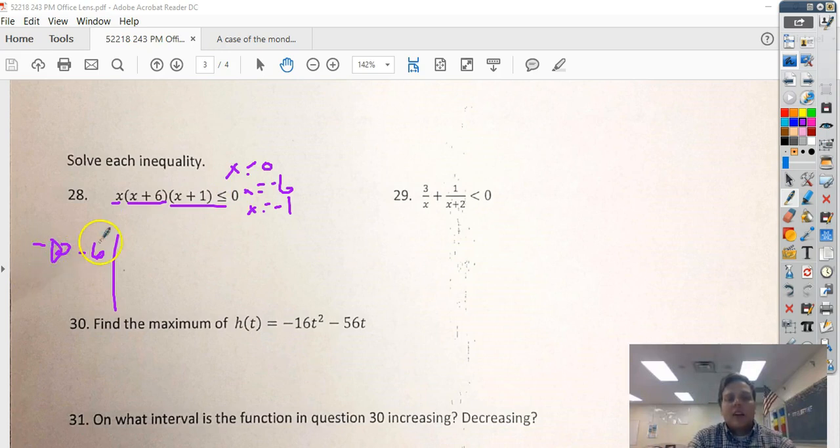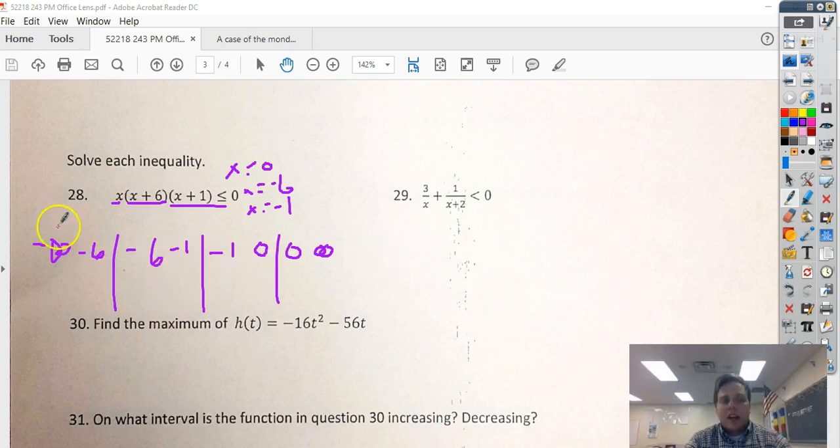So we say negative infinity to negative 6, so all the x values on this side of that 0. Then we have all the x values between negative 6 and negative 1. And then all the x values from negative 1 to 0. And then all the x values from 0 to infinity. Now remember, we don't care what the actual number is for the y values. What I care about is if it's positive or negative. So negative infinity to negative 6. Pick an x value for that.